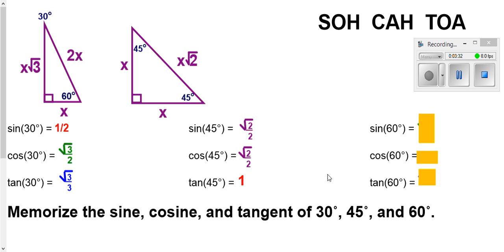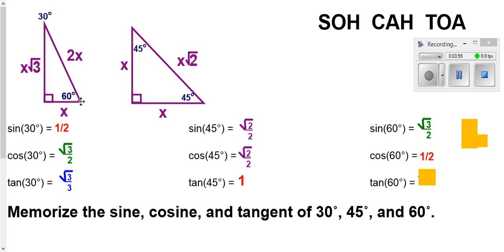Now we need to go back and look at 60 degrees. Sine of 60 degrees is our opposite of x root 3 over our hypotenuse of 2x. The x's drop, and you're left with root 3 over 2. Cosine of 60 would be adjacent of x over your hypotenuse of 2x, so it would be x over 2x, or 1 over 2.